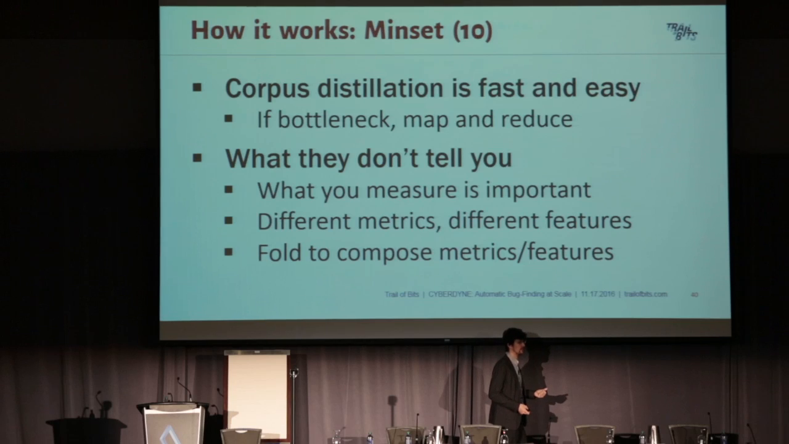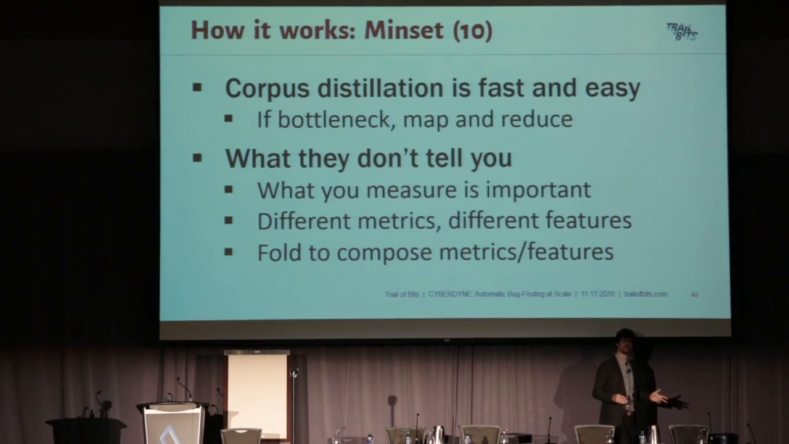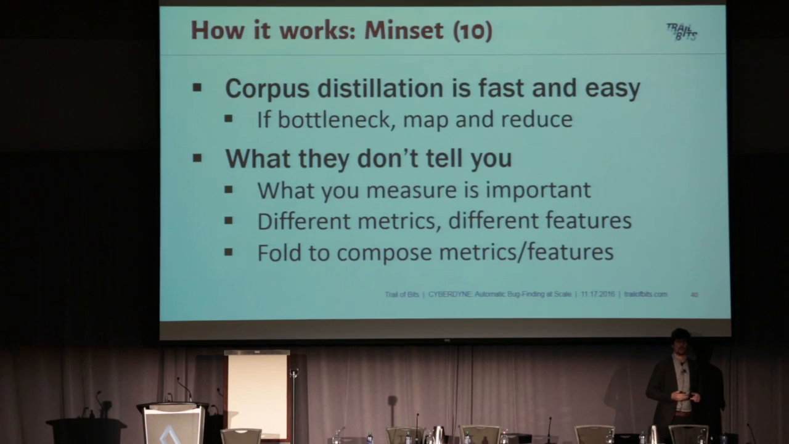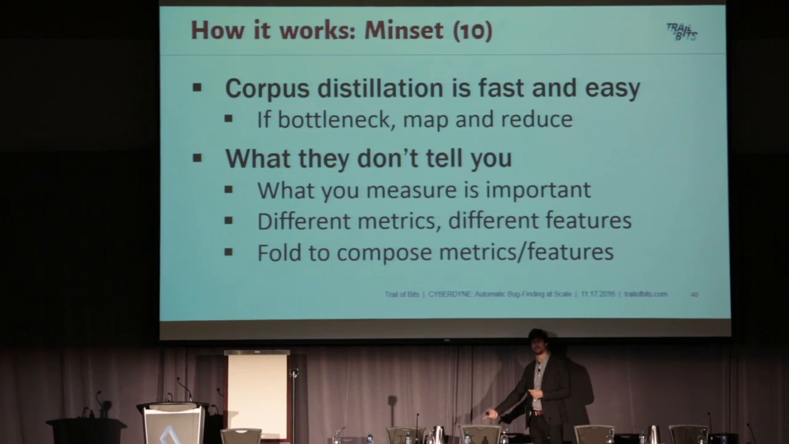And so one way that you can go about this is that you can just measure all the things at once. And the more things you measure, the more fine-grained your metric becomes, the bigger your min sets, and the more resources you need. Another approach that you can do, and this is what we did in the Cyberdyne challenge, is that you can change how you measure coverage over time.